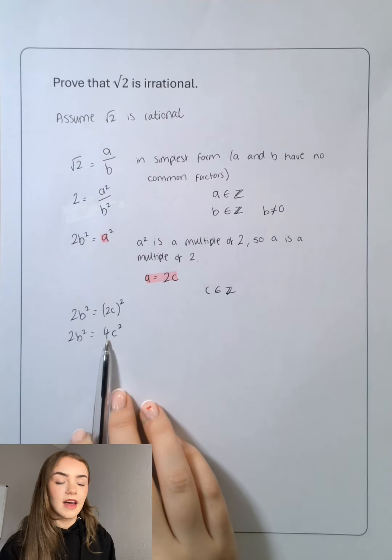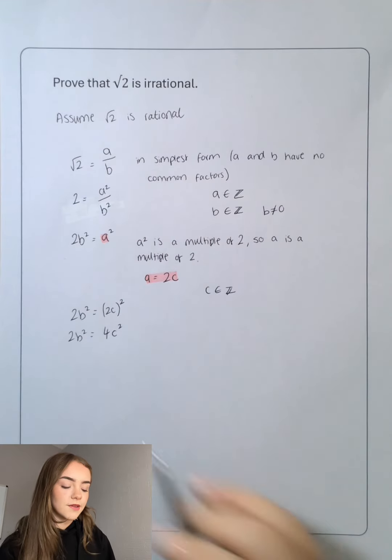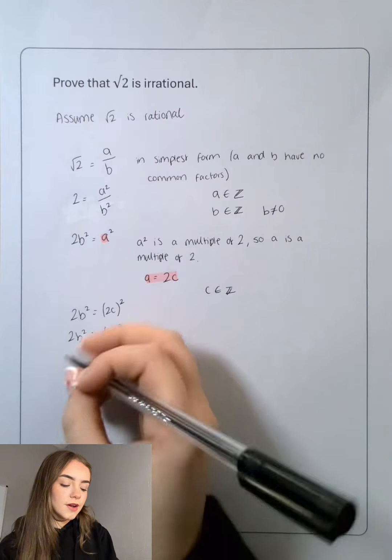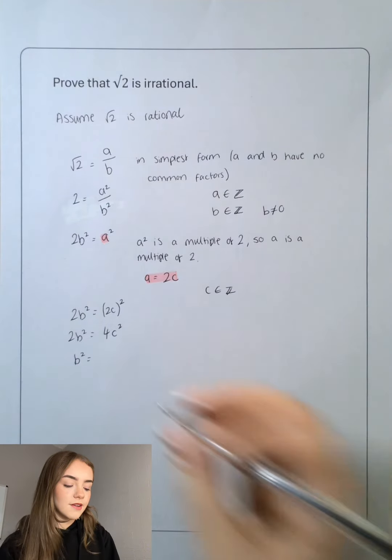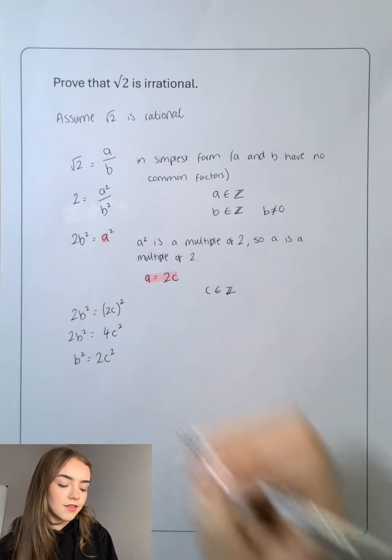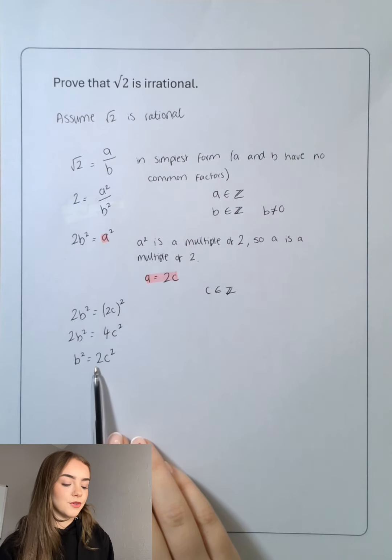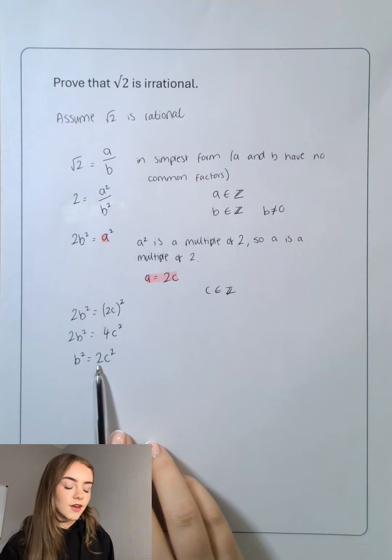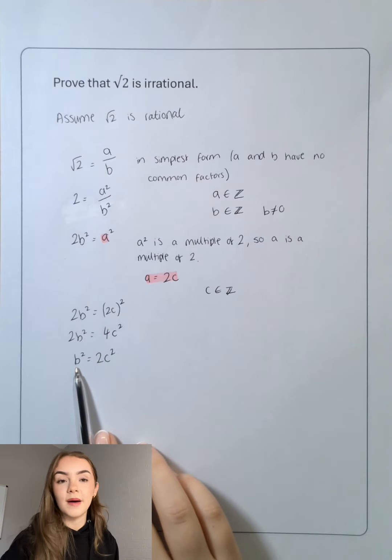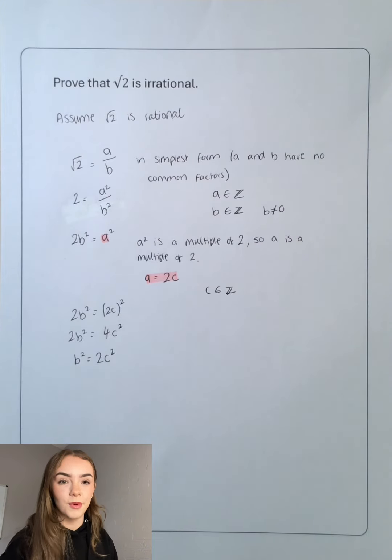Both of these terms have a factor of 2, so if we divide through by 2, 2b squared divided by 2 is b squared, and 4c squared divided by 2 is 2c squared. Now if b squared is equal to 2 times c squared, it doesn't matter what c squared is, as long as it's multiplied by 2, that must mean that b is also a multiple of 2.